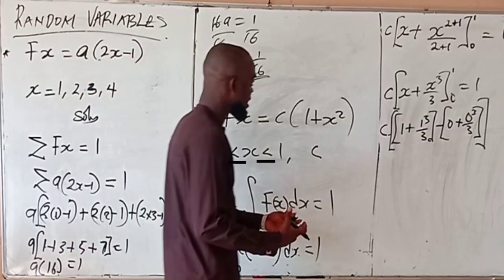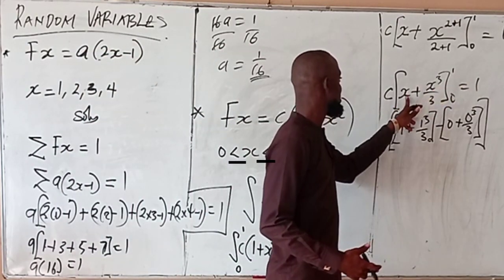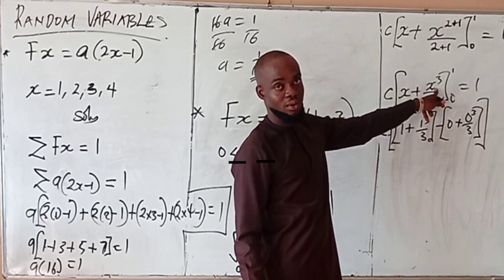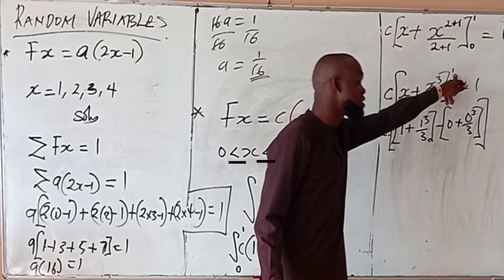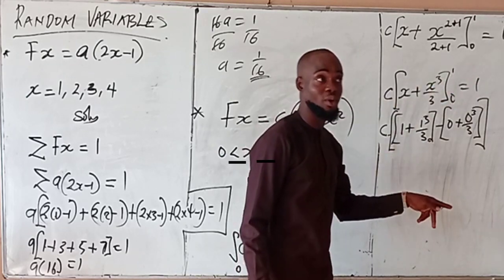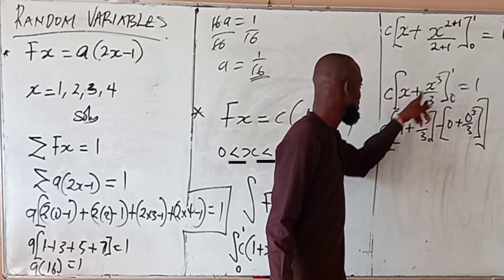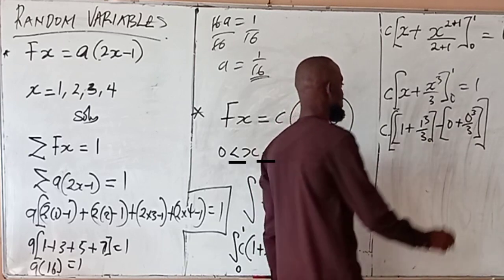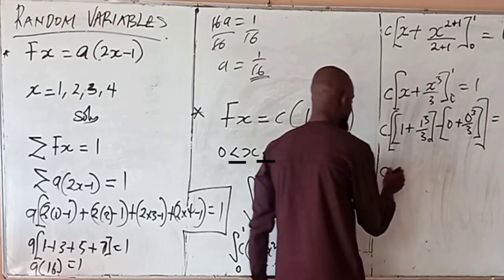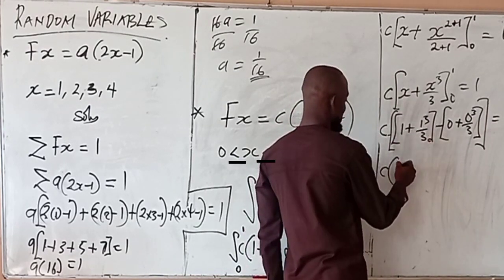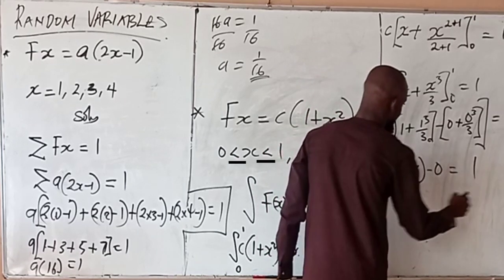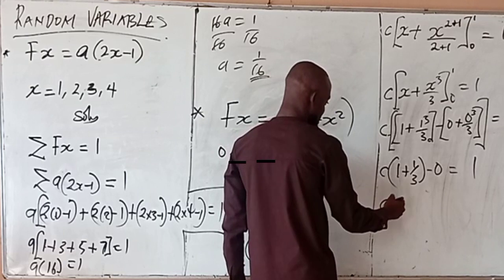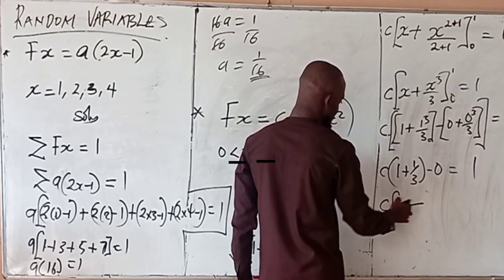So after you have integrated it, place the upper limit where you have the variable, then minus, place the lower limit. That's how to do it. This one is equal to 1. We have C bracket 1 plus 1 over 3, then minus 0 plus 1. Everything here will be 0.